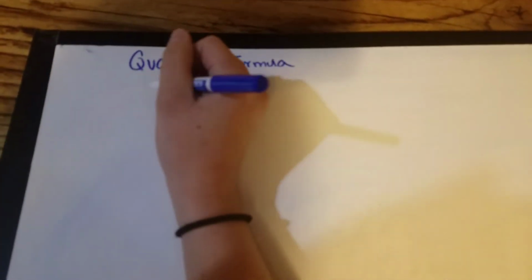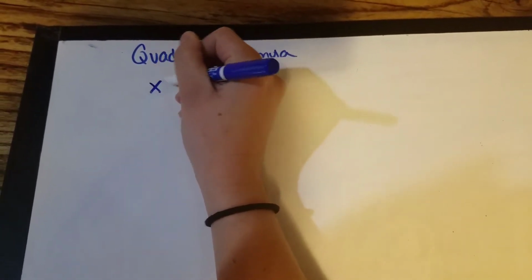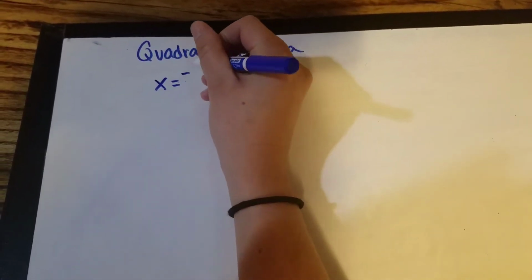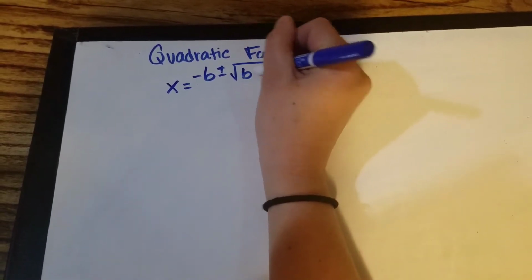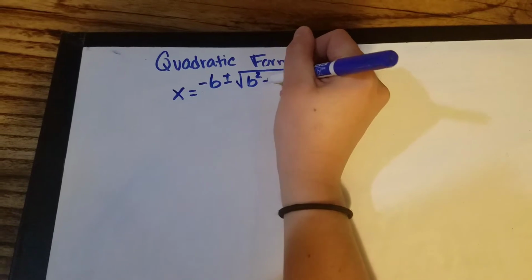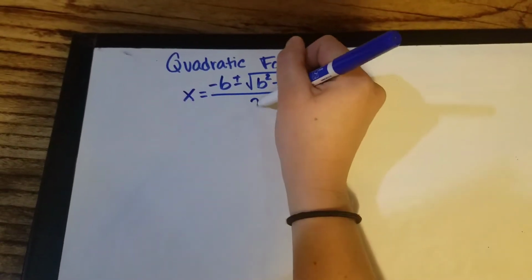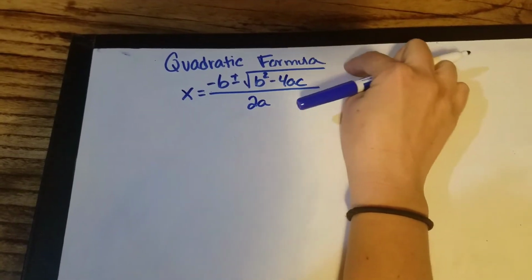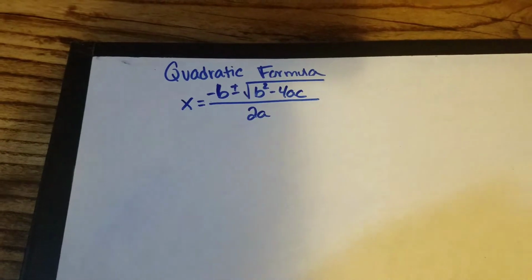All right, so we're going to do the quadratic formula. So the first thing we need to know is the quadratic formula. It is x equals negative b plus or minus the square root. Underneath the square root is b squared minus 4ac. And that whole thing is over 2a. So from the negative b all the way to the end of your square root.